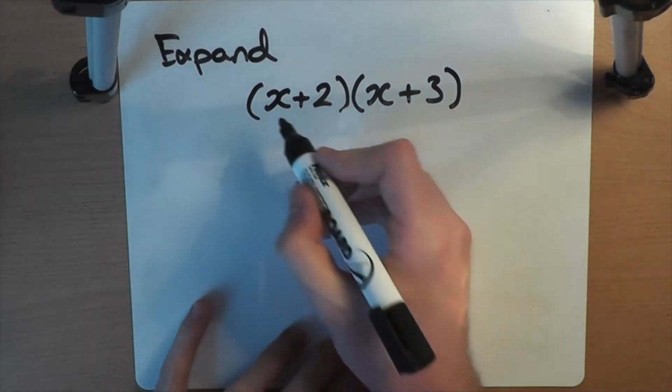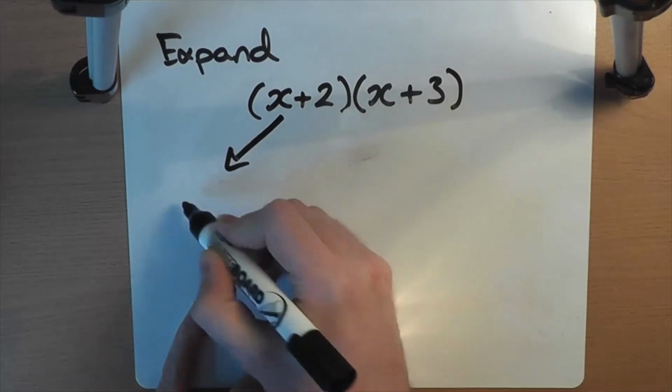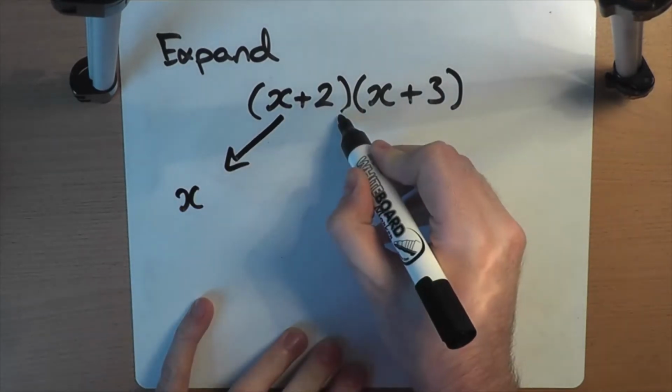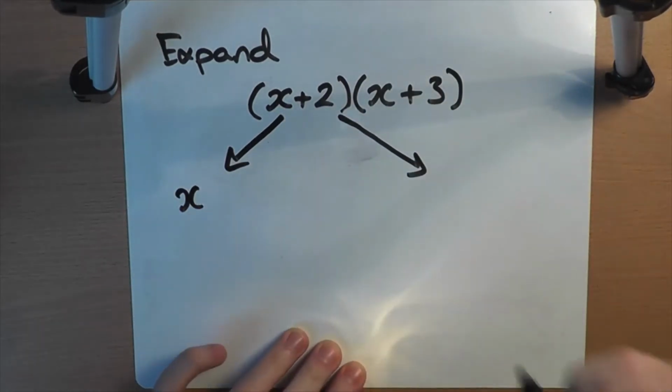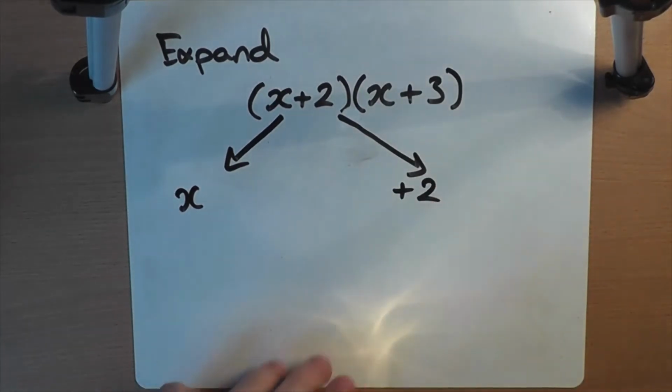What we're going to do is take that first bracket, that x plus 2, and we are going to rip this bracket in half. So I'm going to take the x and put the x over here, and then I'm going to take the plus 2, and notice that I am taking the plus 2, not just the 2, I am keeping the symbol with it, and I'm going to put that over here.